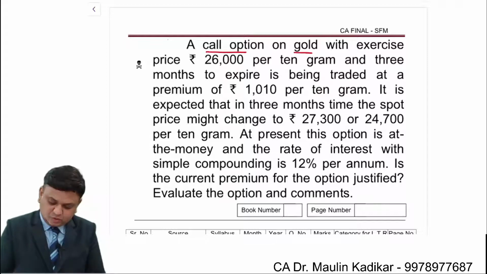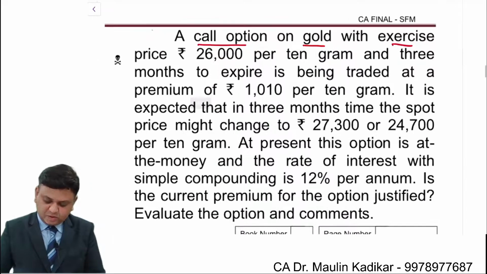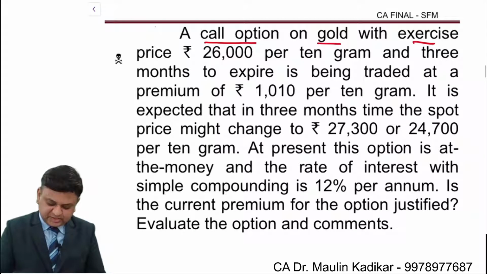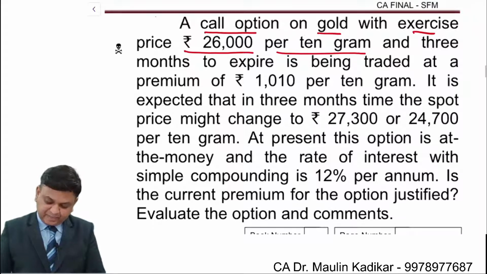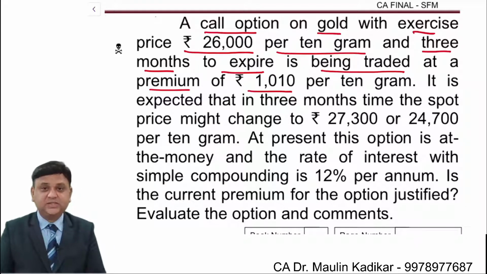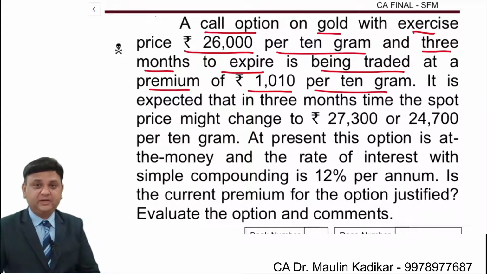A call option on gold with exercise price of rupees 26,000 per 10 gram. So 10 gram is the underlying asset. An exercise price is 26,000 and 3 months to expire is being traded at a premium of 1010 per 10 gram. So the premium amount is given ready made to us in the question.